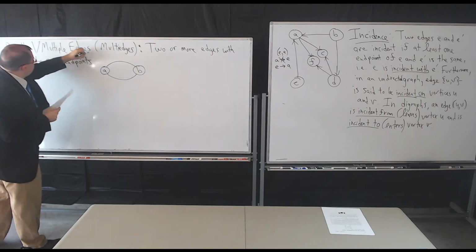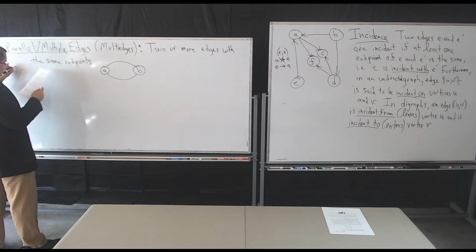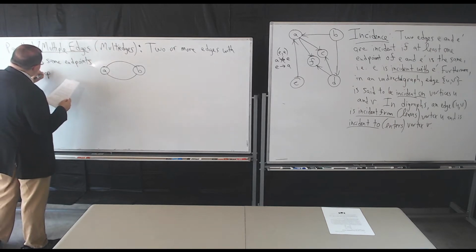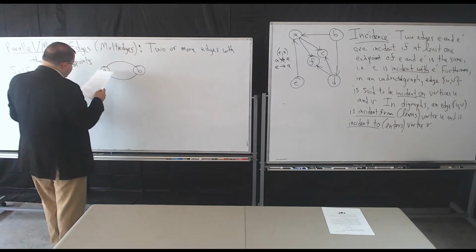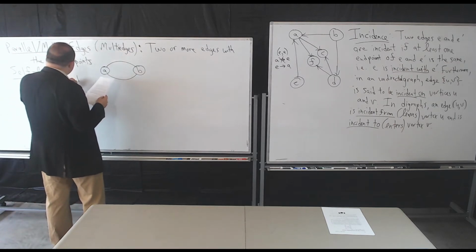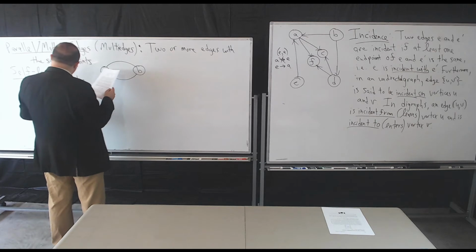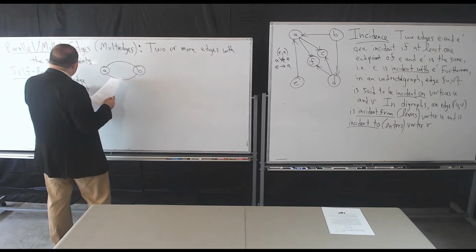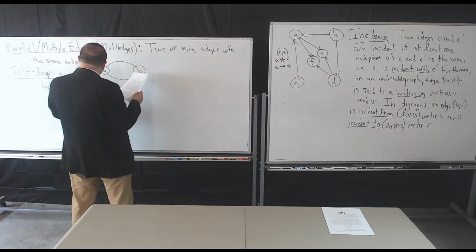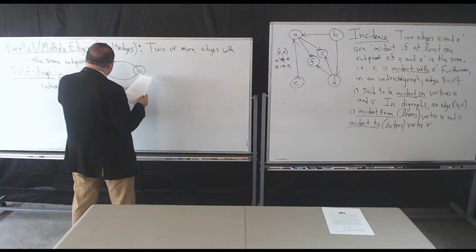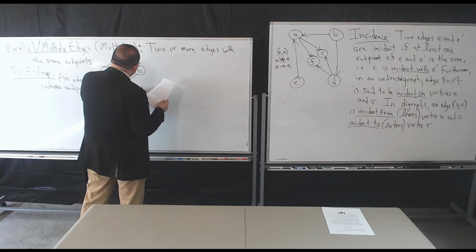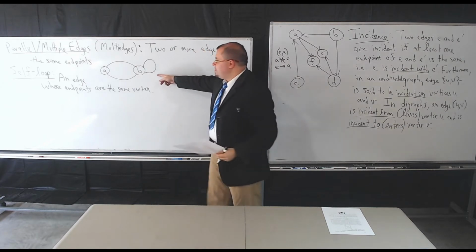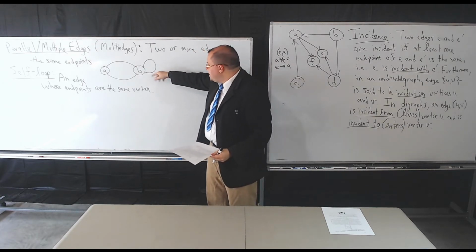I have one more thing I want to define for you. It's a so-called self-loop. Very simple. It's an edge whose endpoints are the same vertex. So for example, if I put an edge like this, where both the endpoints are B, then this is called a self-loop.